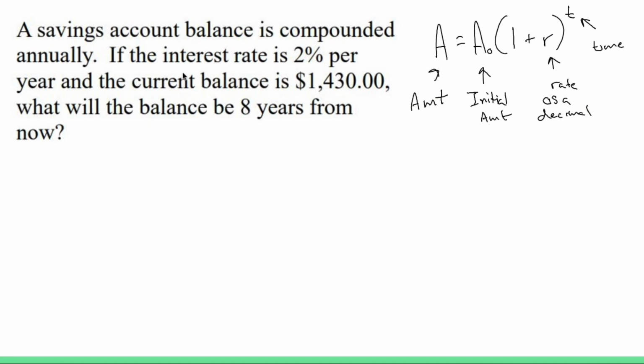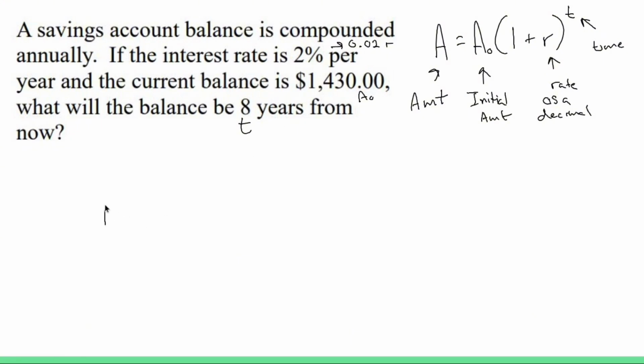Okay, so the interest rate is 2%. That means nothing as is. I want 0.02, because you divide that by 100 to get your decimal. That is my r. My current balance is going to be my initial amount. I was thinking maybe that would be my new amount, but no, they still want us to go 8 years from now, which is t. So I have everything I need to plug it in and do some math on a calculator. You're definitely going to need a calculator for this one.